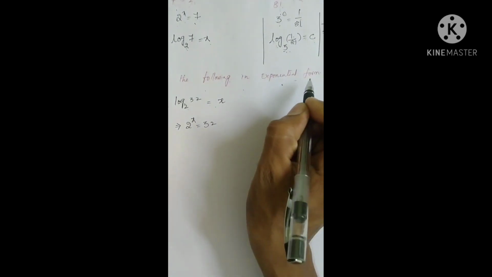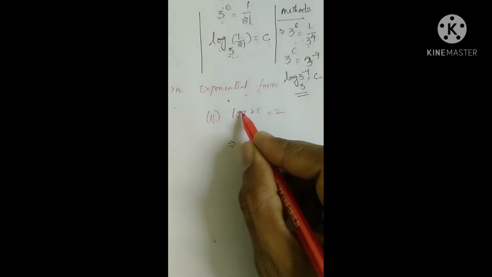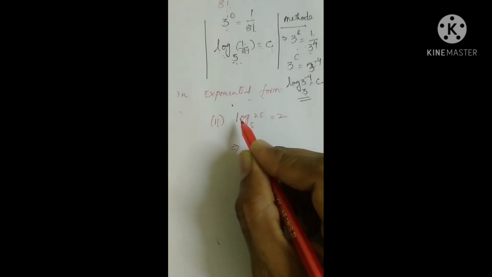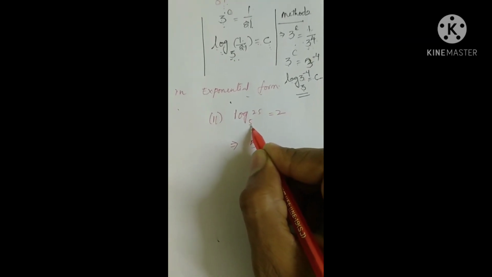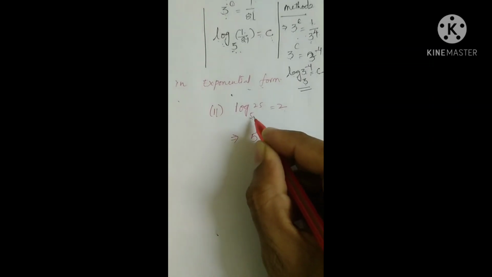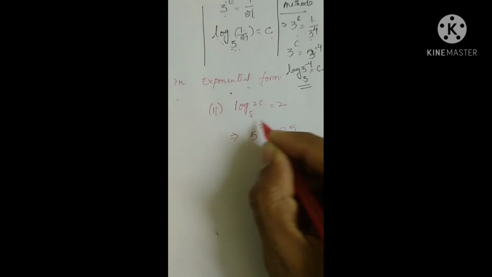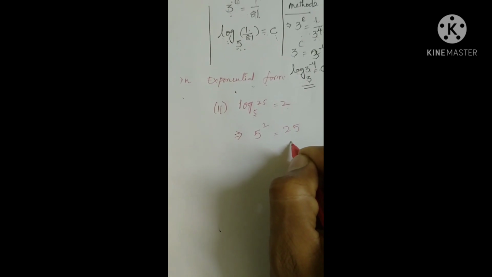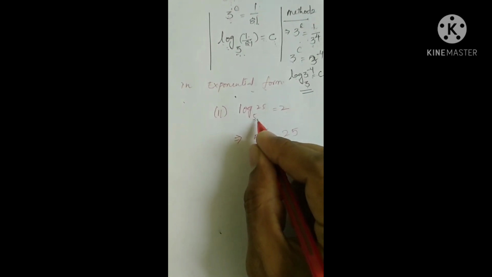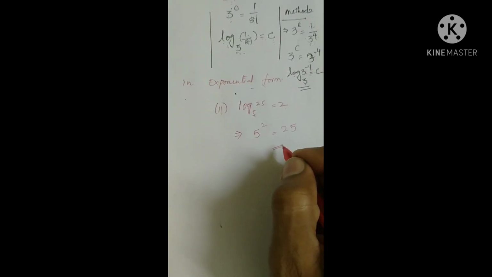Write the following in exponential form. So this is the logarithmic form. Log 25 base 5 is equals to 2. So here exponential form is 5 power 2 is equals to 25. This is the exponential form of log 25 base 5 is equals to 2.